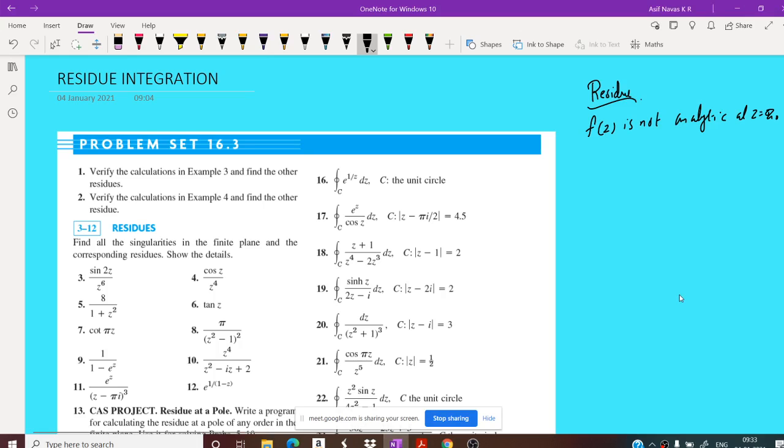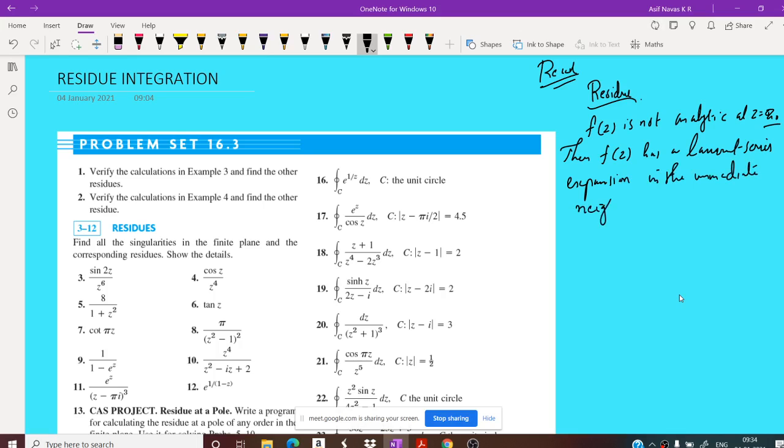So what is residue? Let us recall residue. If f of z is not analytic at z equal to z naught, that means z naught is a singular point. Then f of z has a Laurent series expansion in the immediate neighborhood of z naught.